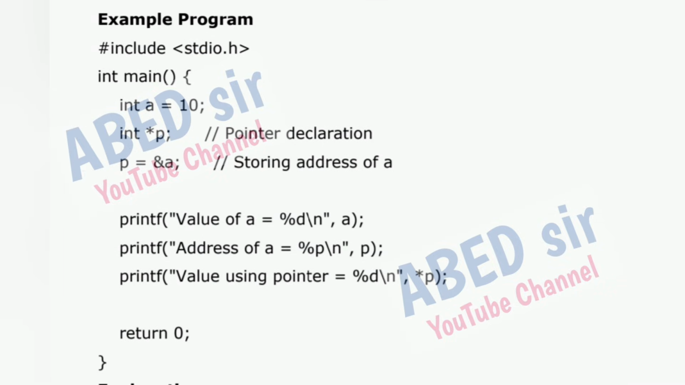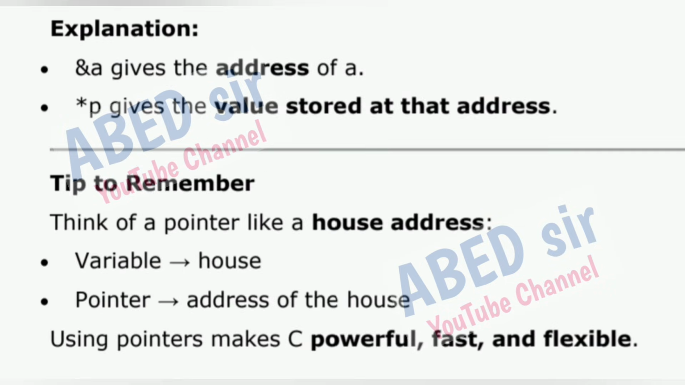Example program: #include <stdio.h>. int main. int a = 10. int *p, pointer declaration. p = &a, storing address of a. printf("value of a = %d\n", a). printf("address of a = %p\n", p). printf("value using pointer = %d\n", *p). return 0. Explanation: &a gives the address of a. *p gives the value stored at that address.